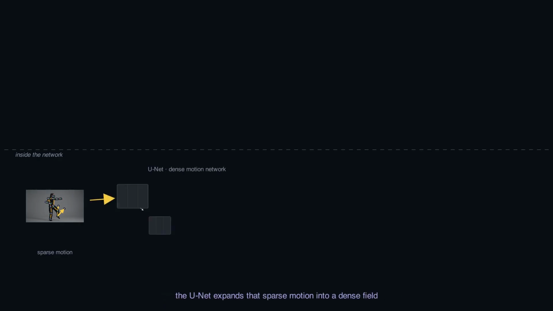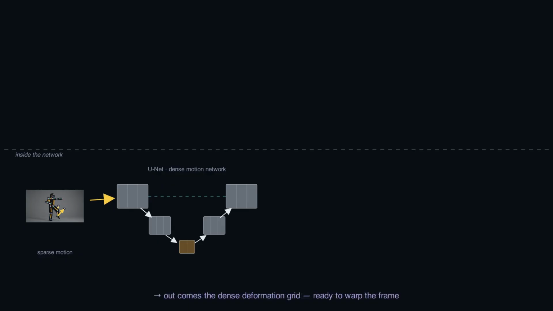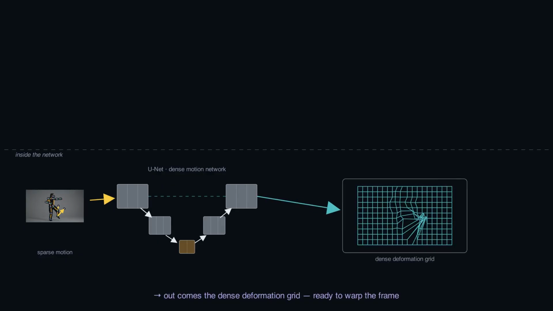But a few arrows can't move a whole picture, so a second network, a U-net, takes that sparse motion and fills in the gaps, predicting a movement for every pixel. Out comes the dense field, drawn here as a deformation grid, and that grid is exactly what bends the picture into its next moment. But wait, nobody ever told this machine where a shoulder or a knee is, so how did it learn to find them?